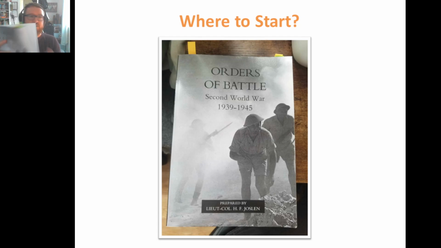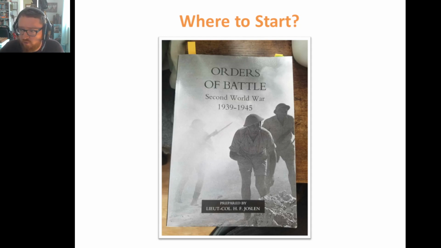Oh, it is a heavy old book. You've got 600 pages in this, but it is a vital resource if you are serious about researching this period and researching the units that comprise the Home Forces. It's also a key resource if you're wanting to look at other units elsewhere outside the Home Forces, so I do recommend that.